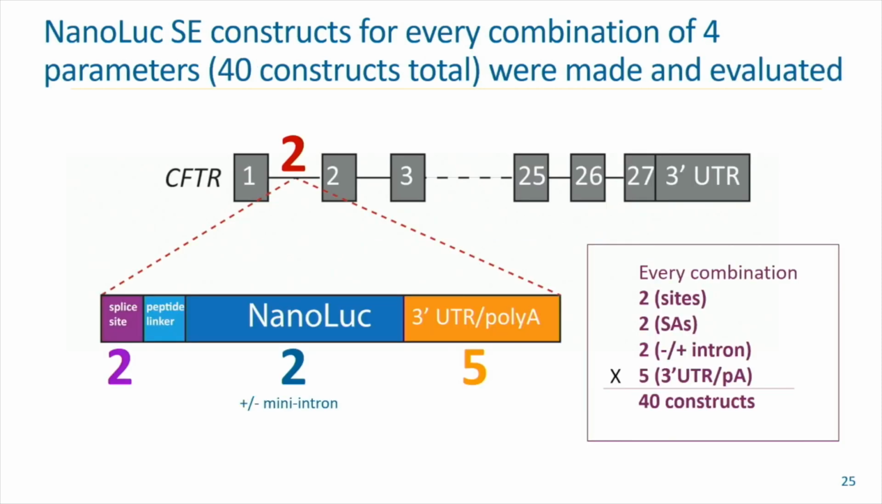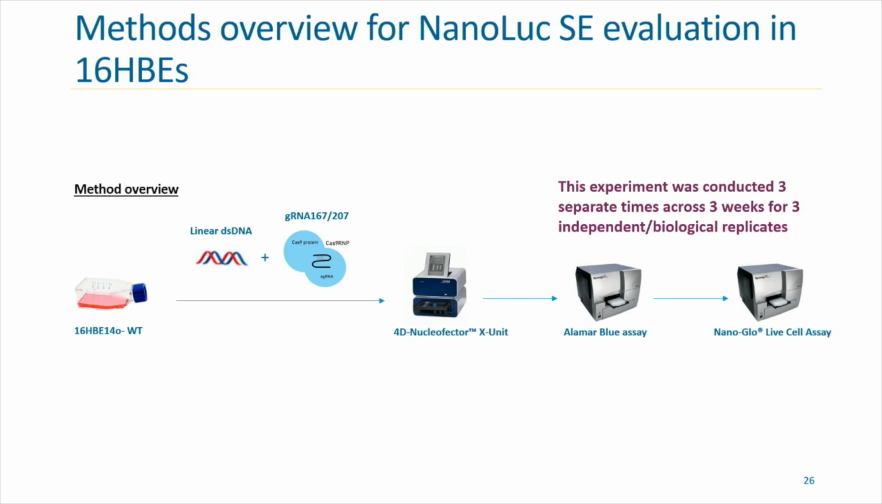So we first wanted to look at a number of different combinations. So we looked at 2 different insertion sites, 2 different splice sites, the presence or absence of a mini intron in one location. There are a lot of variables here. And 5 different 3' UTR polyadenylation signal sequences. And importantly, we made every combination of each of those for 40 total constructs. We made the linear double-stranded DNA for these 40 constructs and delivered them along with conventional CRISPR components to 16HBE14o- wild-type cells via nucleofection. We normalized for cell number with Alamar Blue and measured luciferase with a NanoGlo assay.